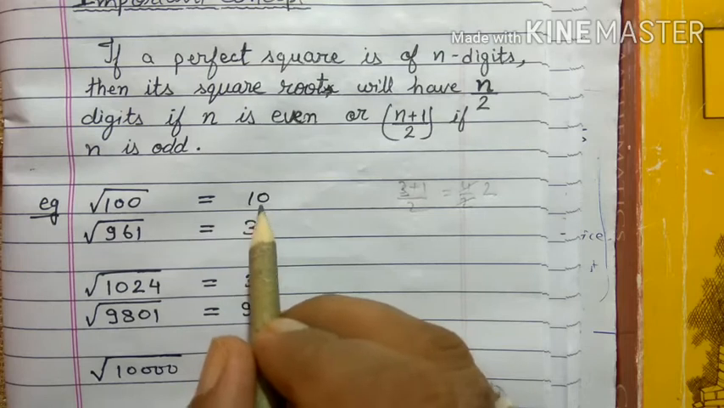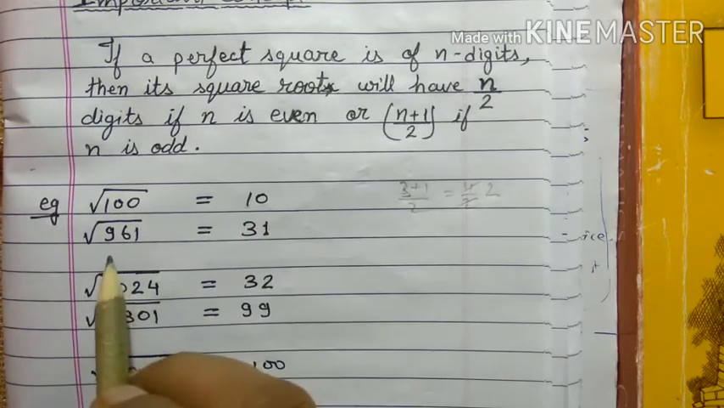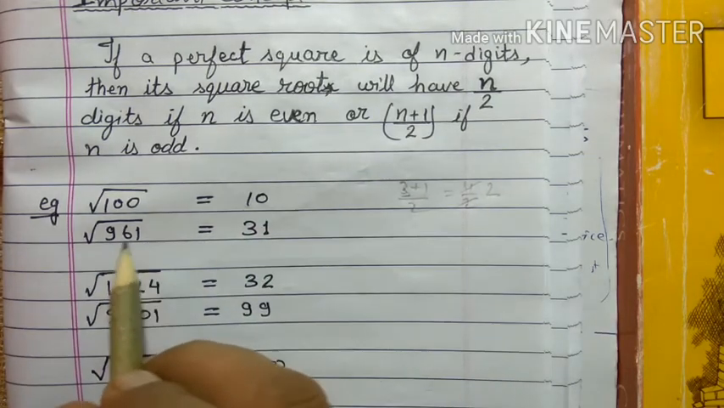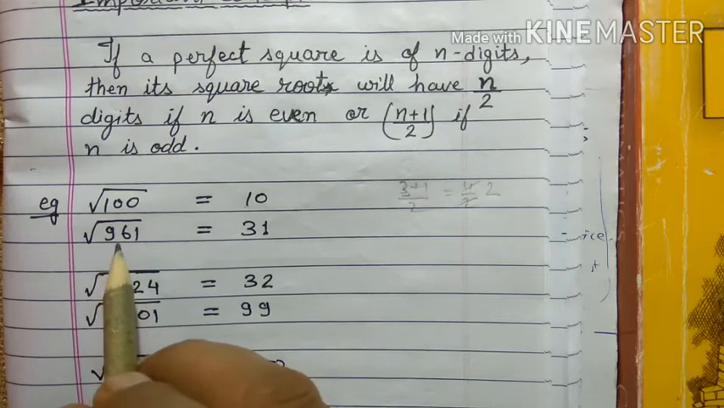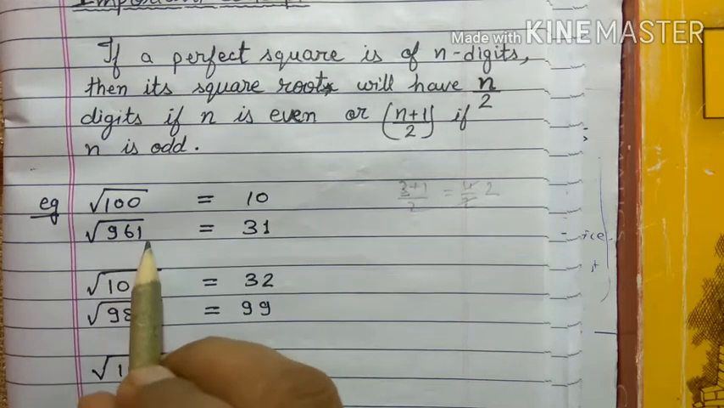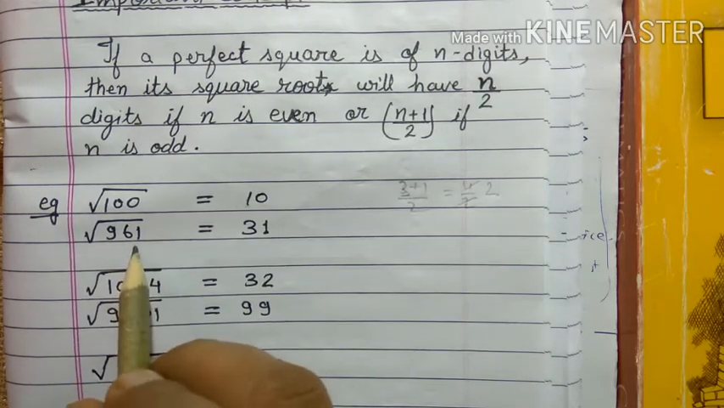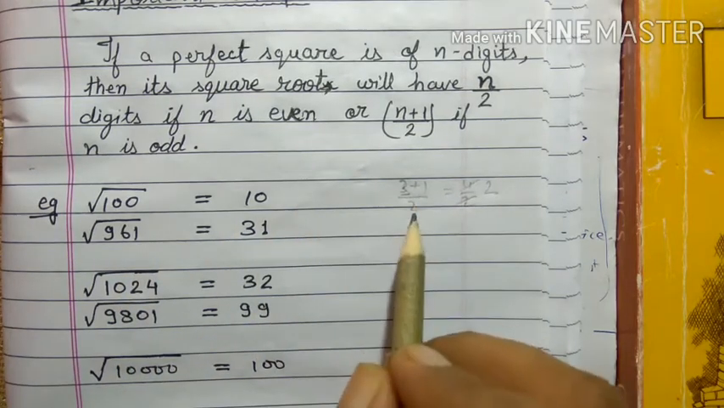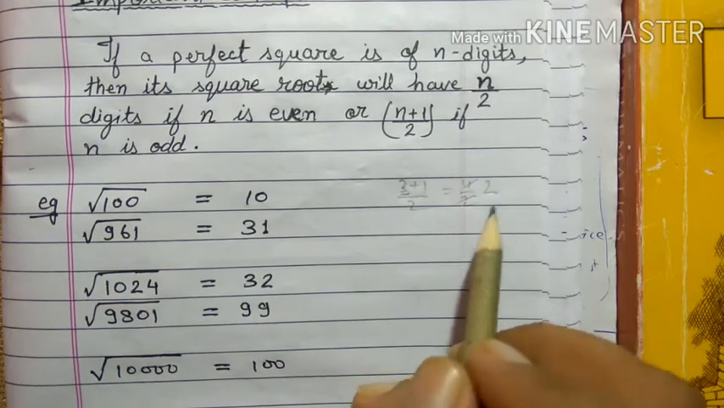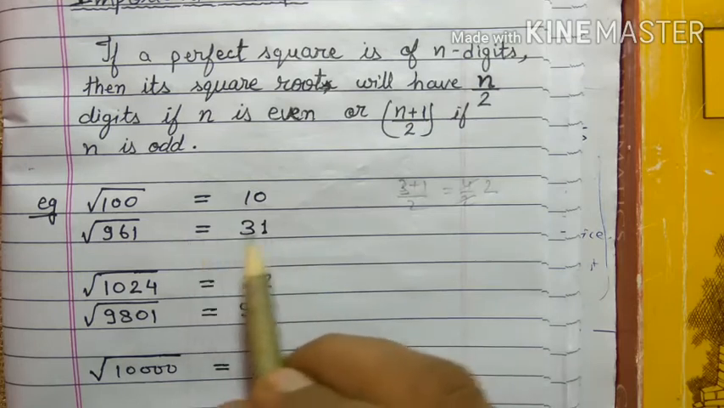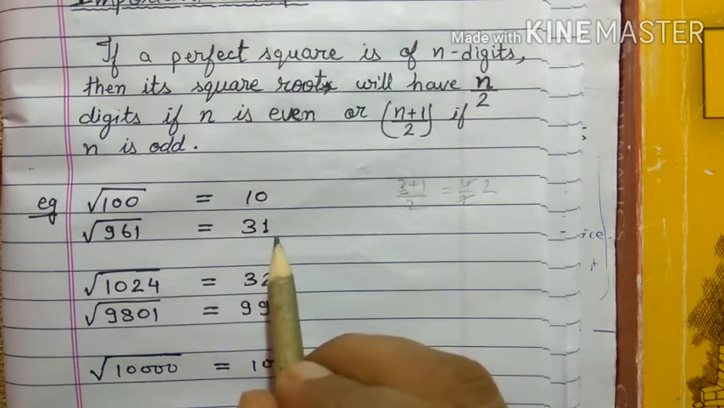So check, 1 and 2 digits. Again, 961 is also a perfect square, which has 3 digits, 1, 2, 3, so its square root has (3 plus 1) by 2, means 4 by 2, that is 2 digits. So this also has 2 digits, that is 31.